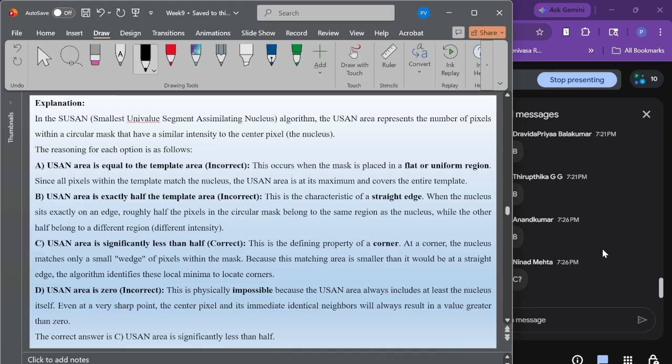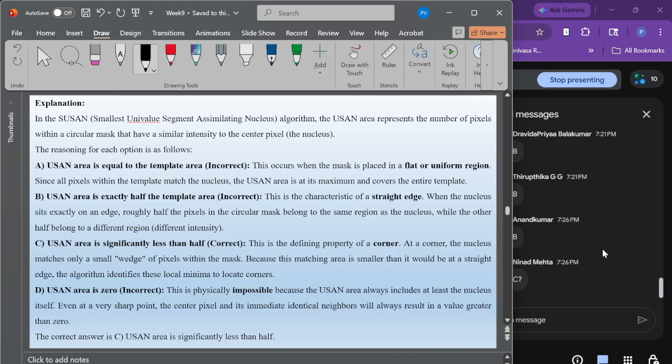Now the next option is the USAN area is exactly half the template area. That is also incorrect. This is the characteristic of a straight edge. When the central pixel sits exactly on an edge, roughly half of the pixels in the circular mask belong to the same region as the central pixel, while the other half belongs to a different region, or you can say a different intensity. So that is also incorrect.